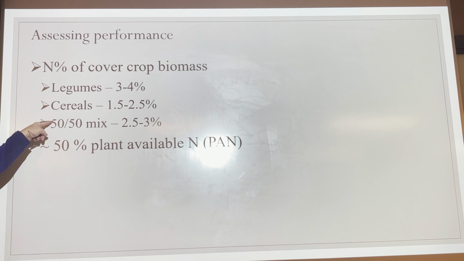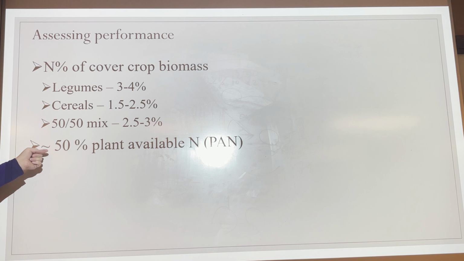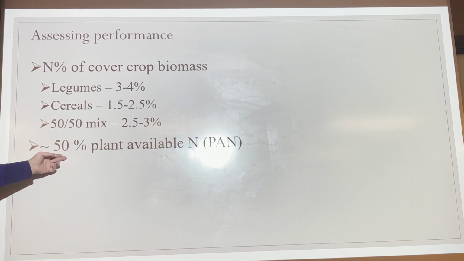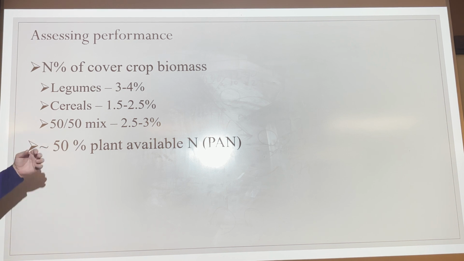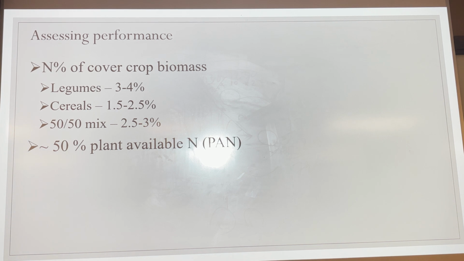And sometimes we'll do like a 50-50 mix. So pretty much the N% of that cover crop biomass, we're gonna multiply times 50%. So 50% of that is plant available nitrogen, or will become plant available nitrogen. And so what are those two forms? What are the two available forms of nitrogen? Ammonium and nitrate. So 50% of what is in this plant is going to become available to the plants.